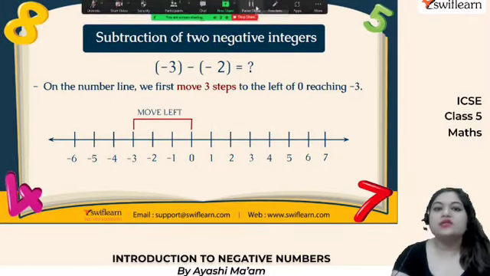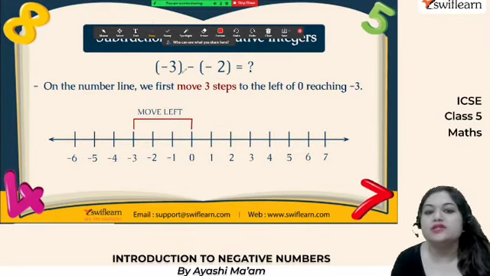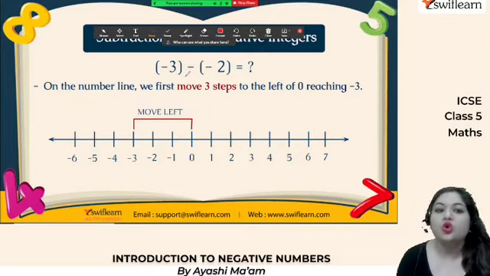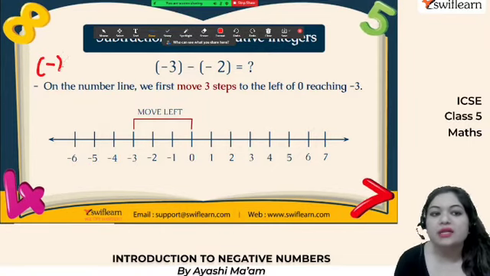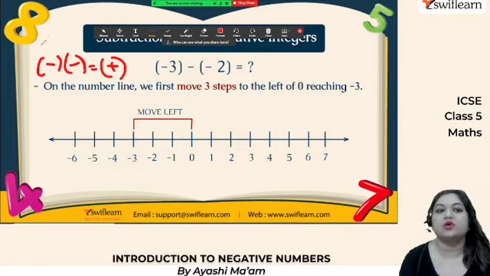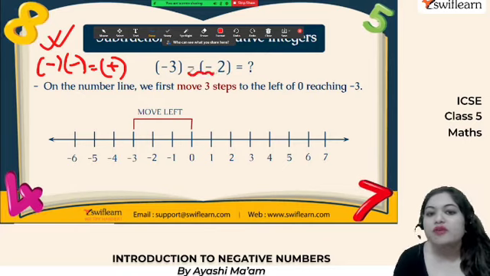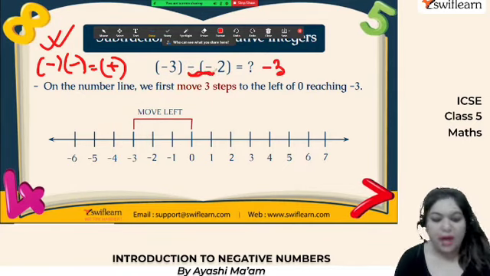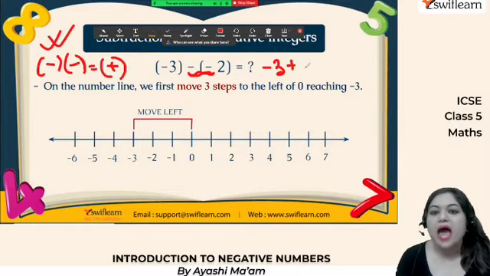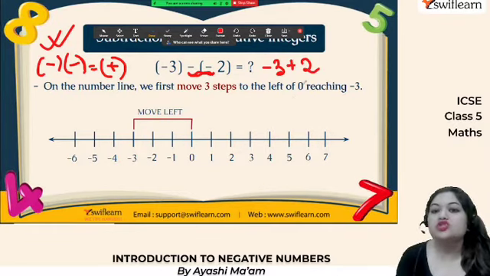Fine. Now, the subtraction of 2 negative integers. When you have 2 negative integers like minus 3 minus of minus 2, always remember that minus and minus, if it is present side by side, it gives us a plus. This one I have discussed in the previous part as well. So here we have a minus and minus. This will become plus. This will become minus 3 and minus will become plus, and this 2 will remain as it is. So we have minus 3 plus 2 over here.